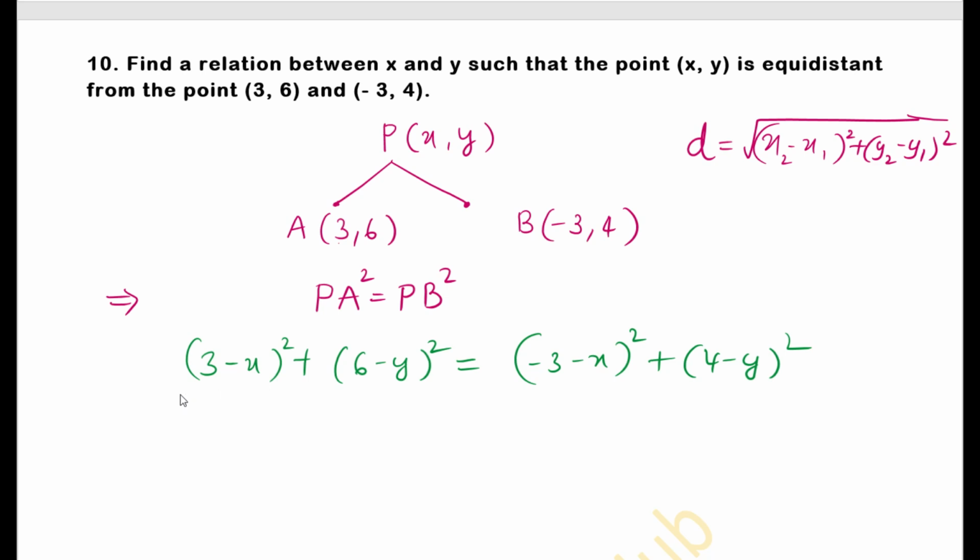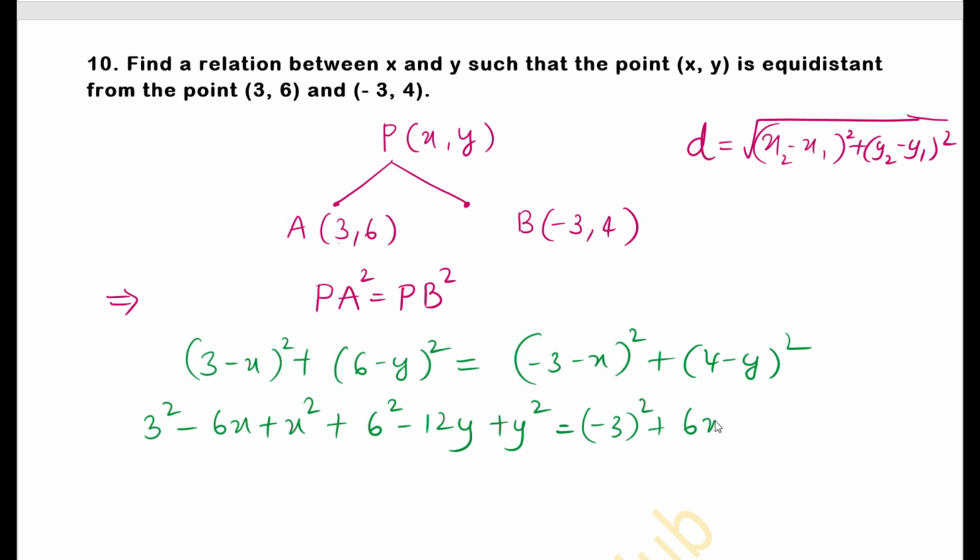Now using the a minus b whole square formula, that is a square minus 2ab, 2 into 3 into x is 6x, plus x square, 6 square minus 12y plus y square, which is equal to minus 3 whole square plus minus into minus plus 6x plus x square plus 4 minus y whole square will be 4 square minus 2 into 4 into y, that is 8y plus y square.